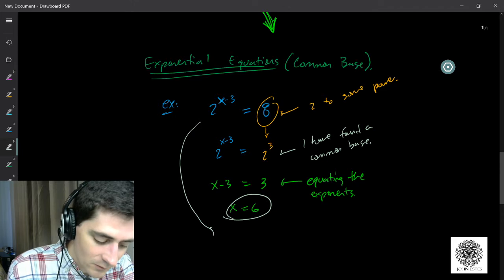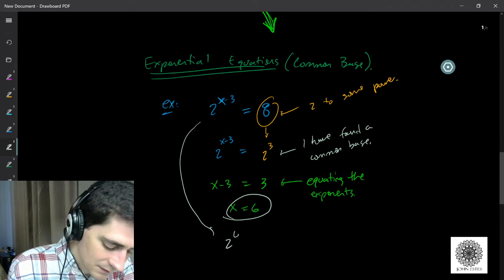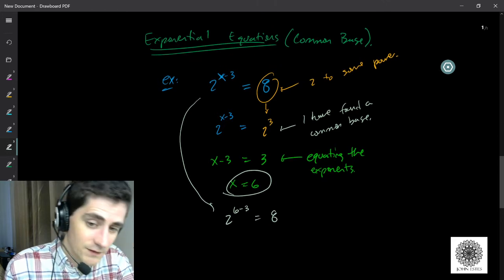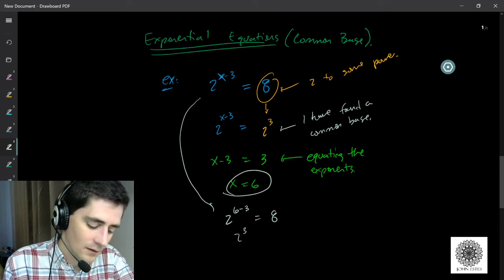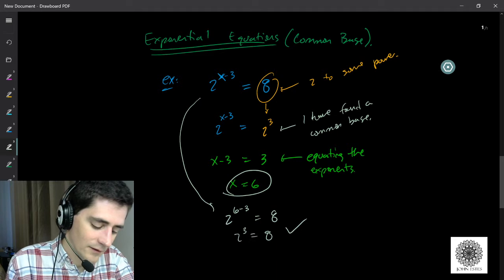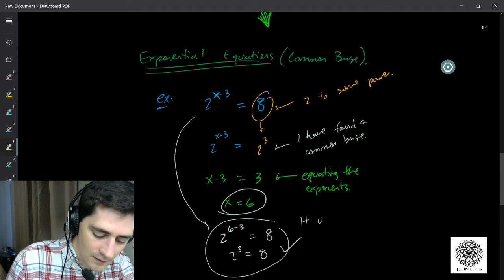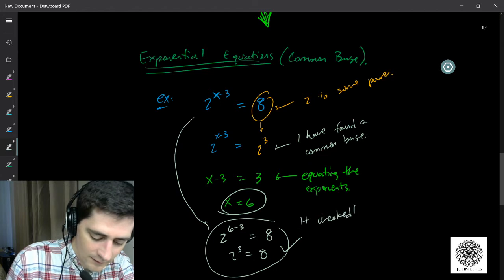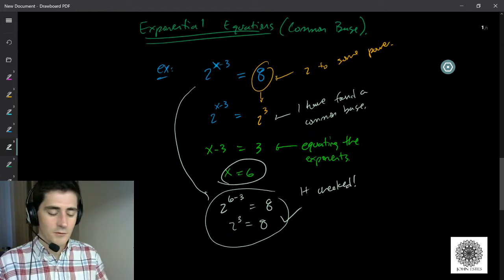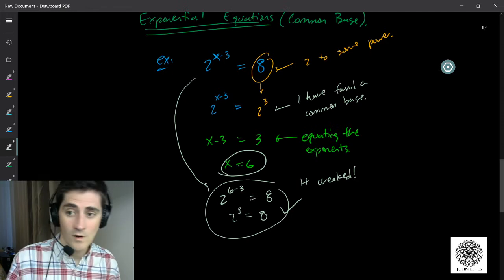And you can test it out if you want. Let's see. 2 to the 6 minus 3 power equals 8. Is that true? Well, 2 to the 6 minus 3 power is 2 cubed, which is 8. It does. It checks. Okay? All right. Now you don't have to check your solutions. I'm just showing you why it works.